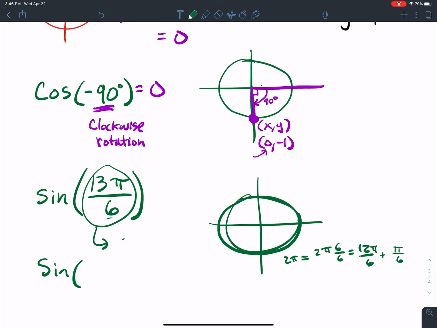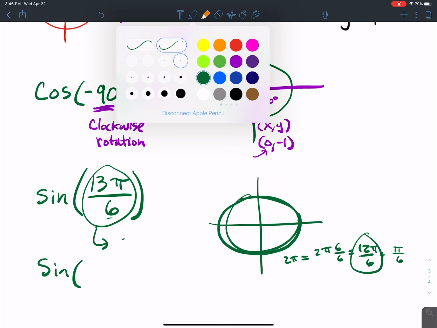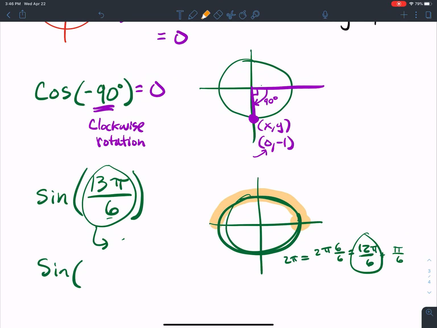So what did we say? When we go a full 2 pi, it's like we start here and we go all the way around and we're back to where we started. So once we're back to where we started, we can just eliminate that first part. So all we have left is the pi over 6. So this is equal to sine of pi over 6.